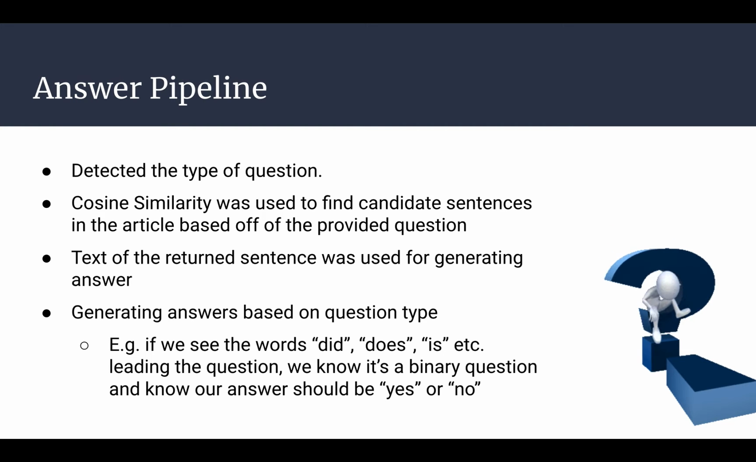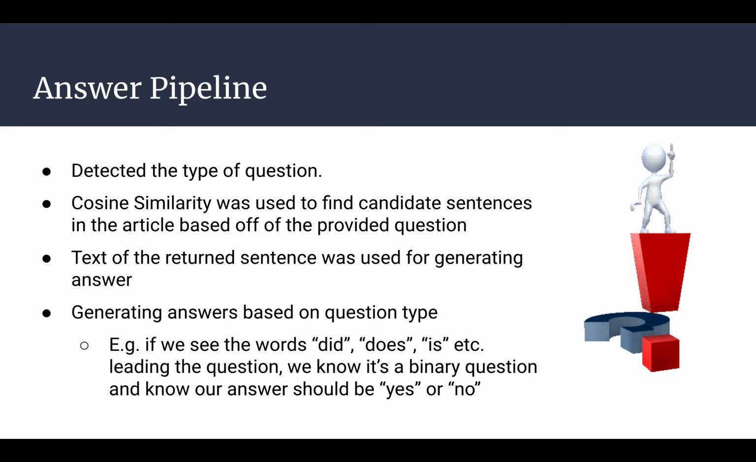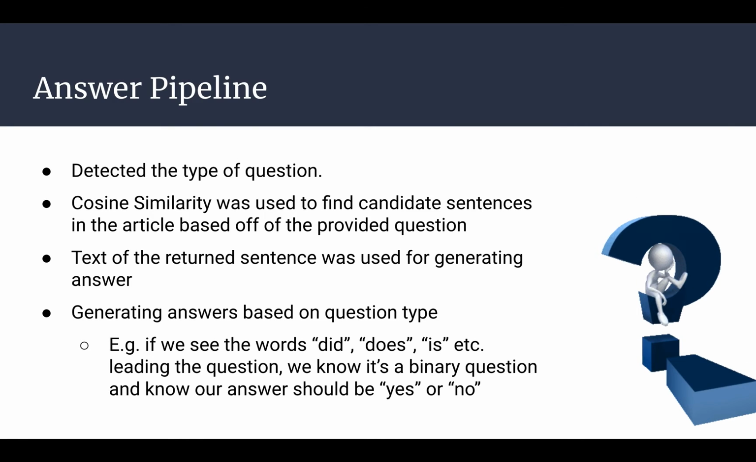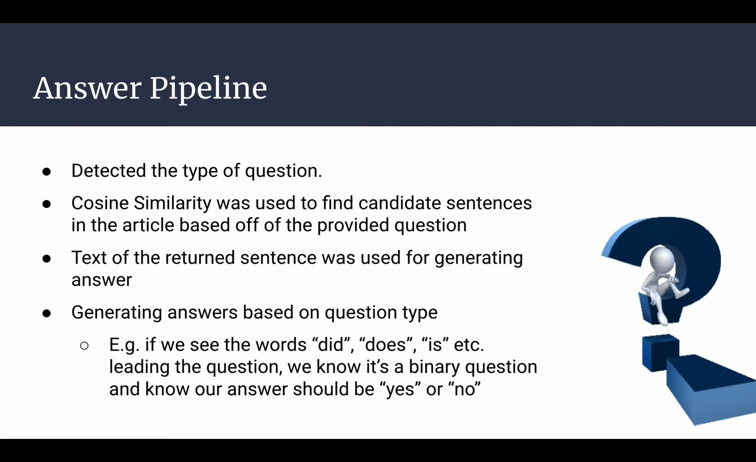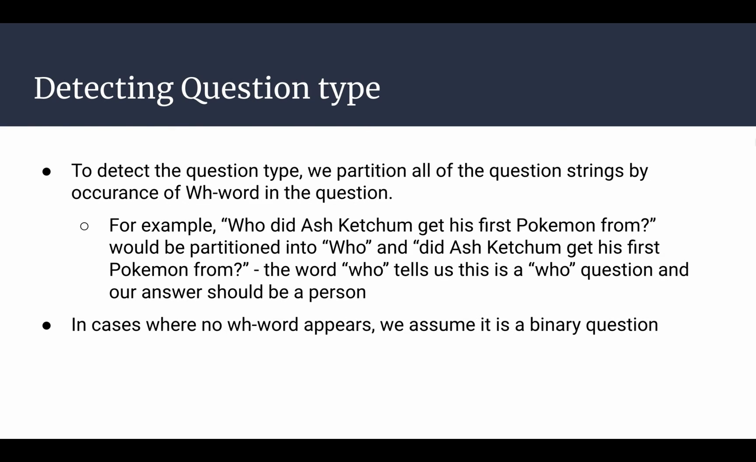For our answer pipeline, we detect the type of the question, use cosine similarity for finding candidate sentences in the article, use the text of the return sentence for generating the answer, then generate answers based on question type. To detect the question type, we check for the occurrence of a WH word in the question. In cases where no WH word appears, we assume that it is a binary question.